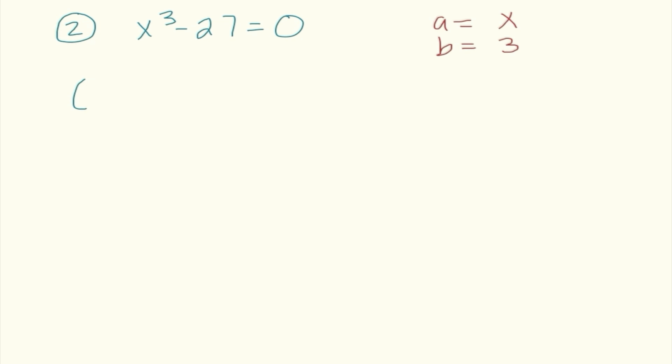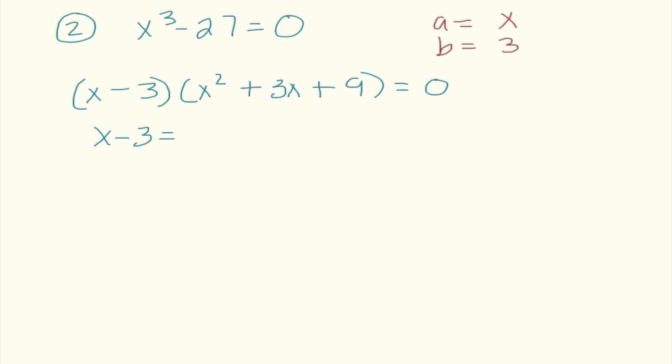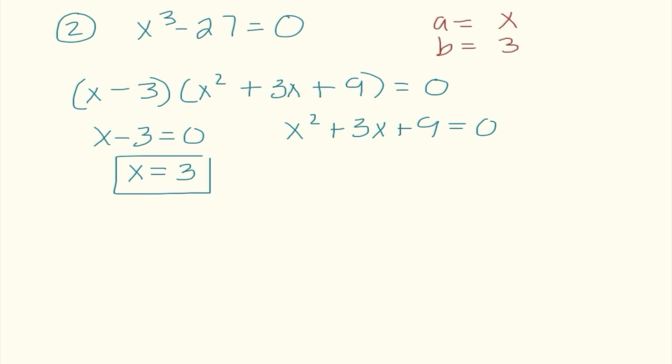So we know our pattern goes a minus b, a squared plus a times b plus b squared. And our signs are SOAP, so same, opposite, always positive. At this point, I'm going to set these both equal to 0 because I know that x squared plus 3x plus 9 is not factorable. So I'm going to go ahead here and solve x minus 3 equals 0, and I get x is equal to 3. So I know that that is one of our 3 answers.